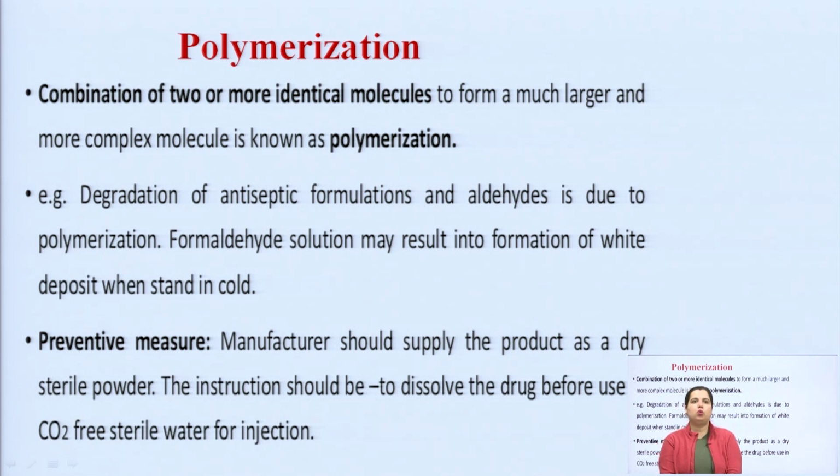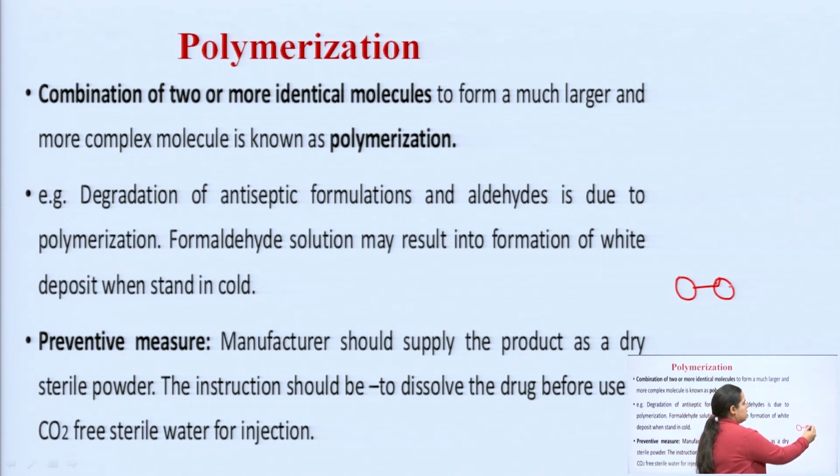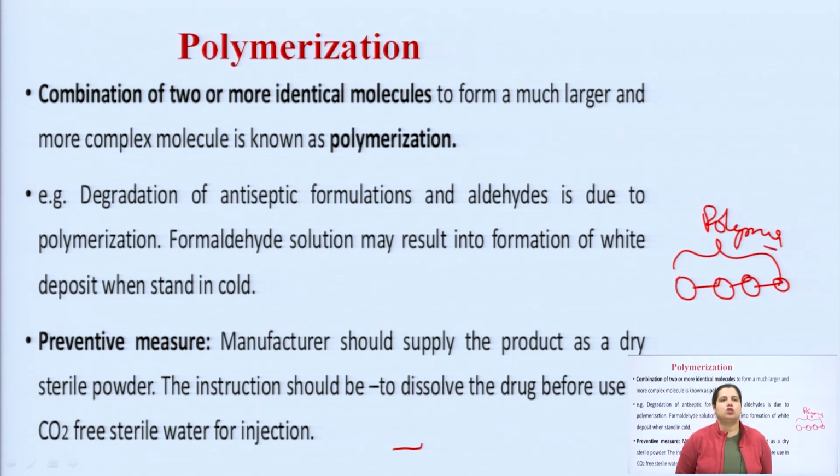Polymerization is the combination of two or more identical molecules to form a much larger and more complex molecule. A polymer is basically a multi-branched chain of monomers. When monomers interconnect, these structures are known as polymers. So, polymerization is basically a combination of two or more identical molecules to form a much larger and more complex molecule called a polymer.